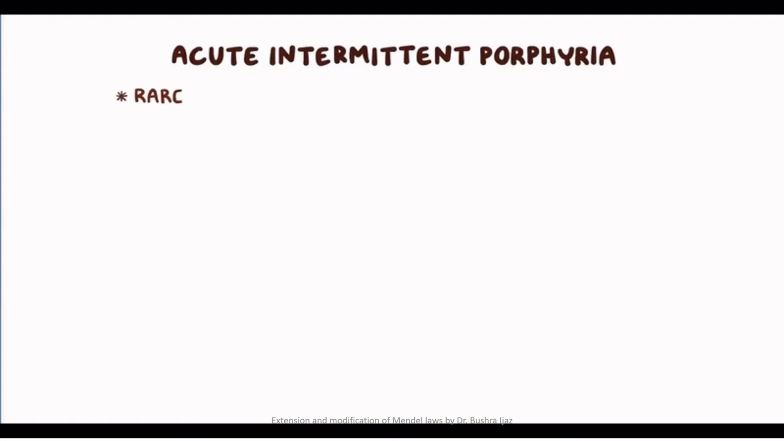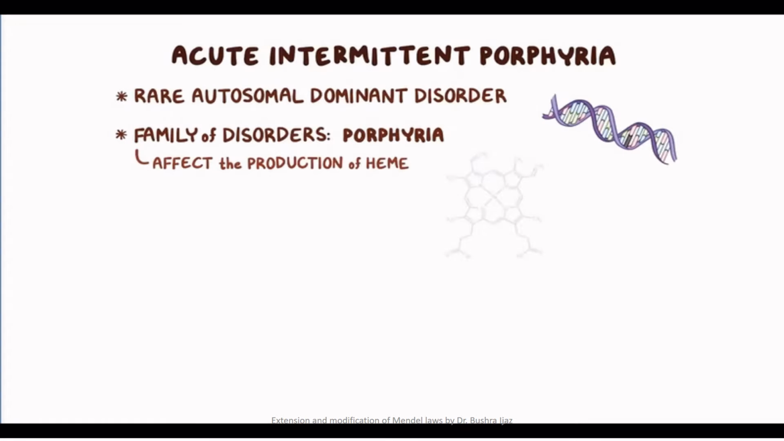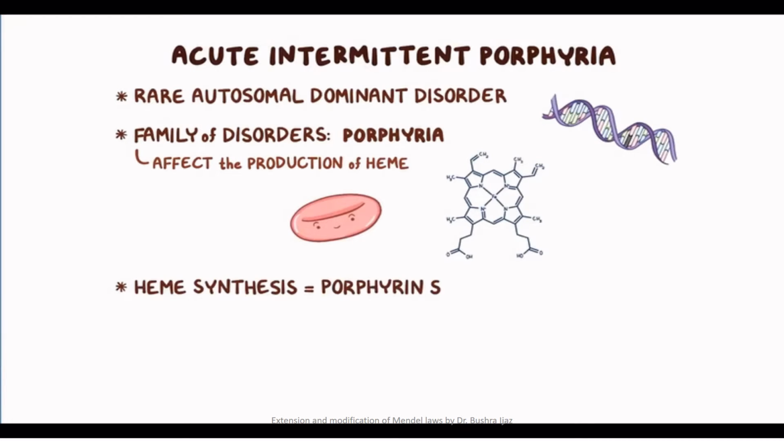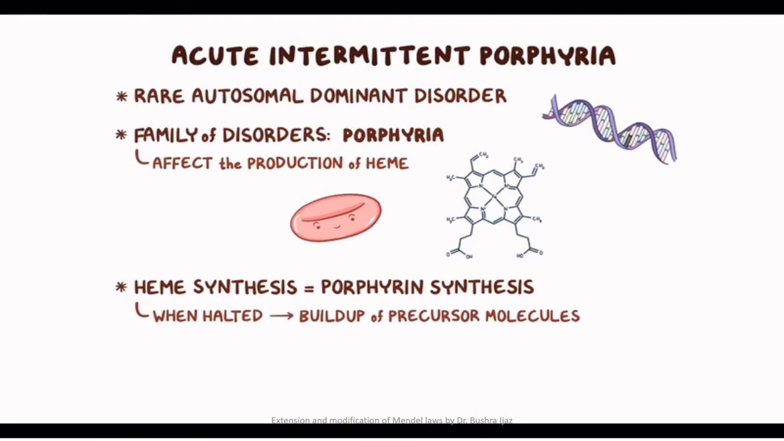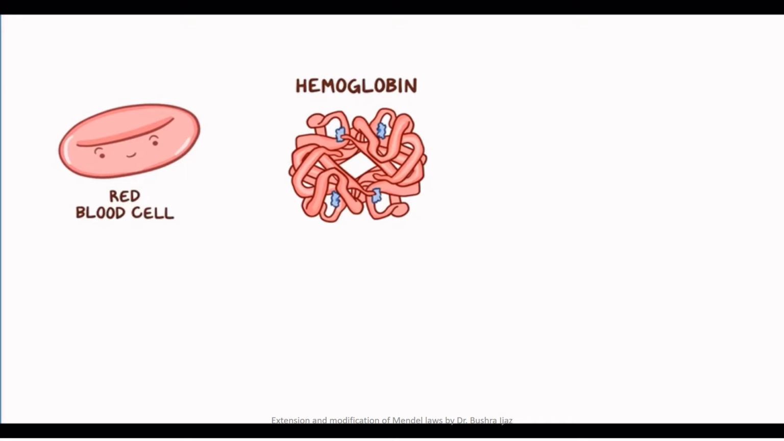Acute intermittent porphyria is a rare autosomal dominant disorder that belongs to a family of disorders called porphyrias. These disorders all affect the production of heme, which is a major component of red blood cells. Now, heme synthesis is also called porphyrin synthesis, and when halted, it results in the buildup of one of its precursor molecules. In order to better understand acute intermittent porphyria, we need to first take a look at hemoglobin, the main protein within red blood cells that's responsible for carrying oxygen. Now, hemoglobin is made up of hemes and globins.